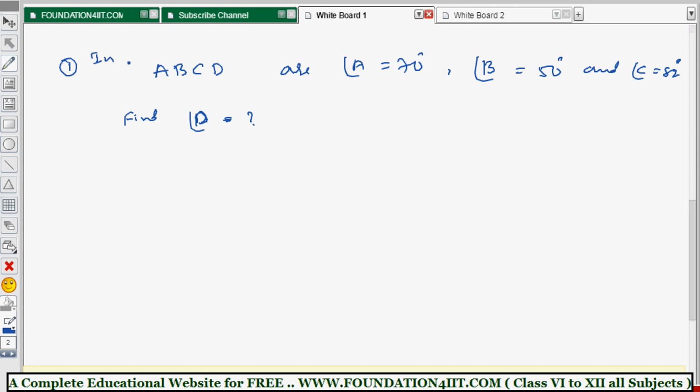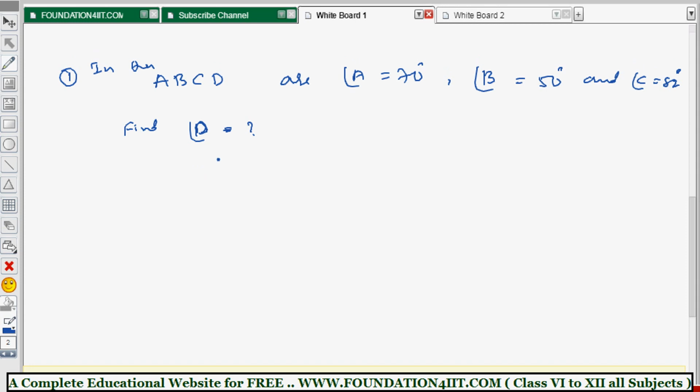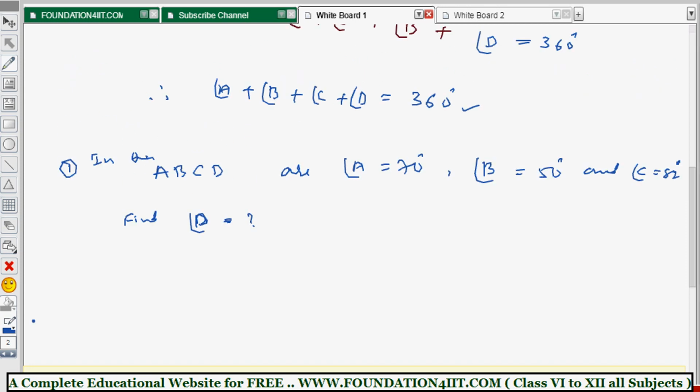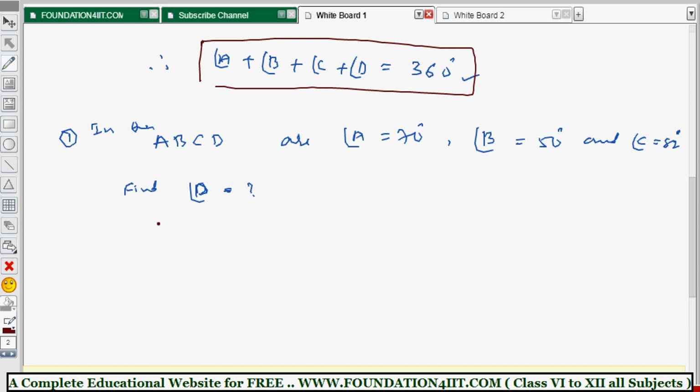So this is in quadrilateral ABCD. Here the sum of angles of ABCD is 360 degrees, just proved. So these four angles, if you add, should be equal to 360 degrees: A plus B plus C plus D. So same theorem.